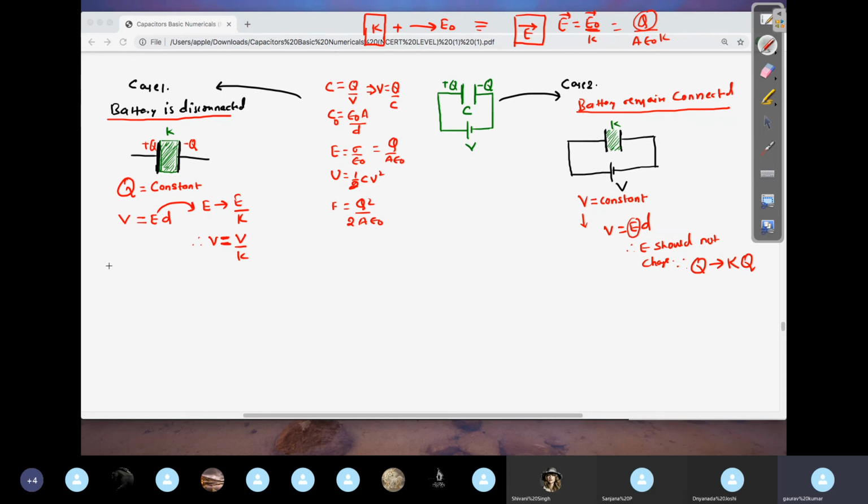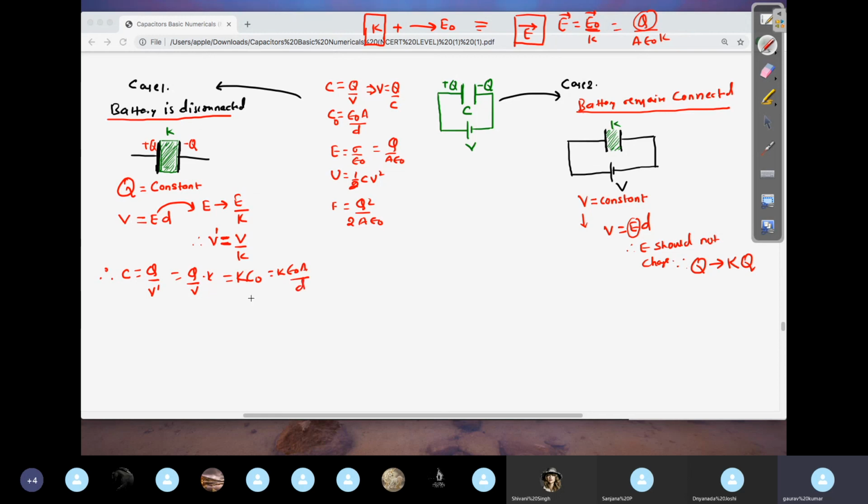Capacitance in both the cases therefore will increase. What is C? C is given by charge divided by the new potential, which I will call V prime. So what are you getting? You are getting Q by V into K. So what is this? K times C naught. K times C naught means what? K into epsilon naught A by D you will have it.